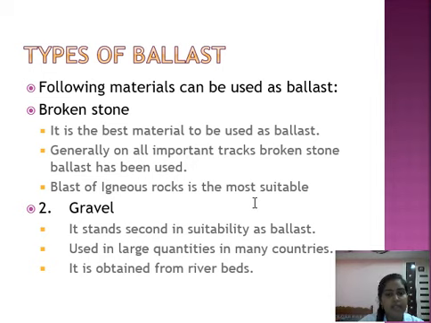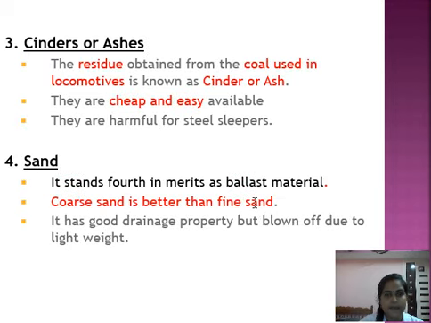Next is the gravel. So the second suitable ballast is the gravel. It is used in large quantity in many countries. It is obtained from the riverbeds. So broken stone is obtained from the igneous rocks, but this gravel is obtained from the riverbeds. Now, cinders or ashes. The residue obtained from the coal used in locomotives is known as cinder or ash. Locomotive means trains or engines. They are cheap and easily available. They are harmful for steel sleepers.